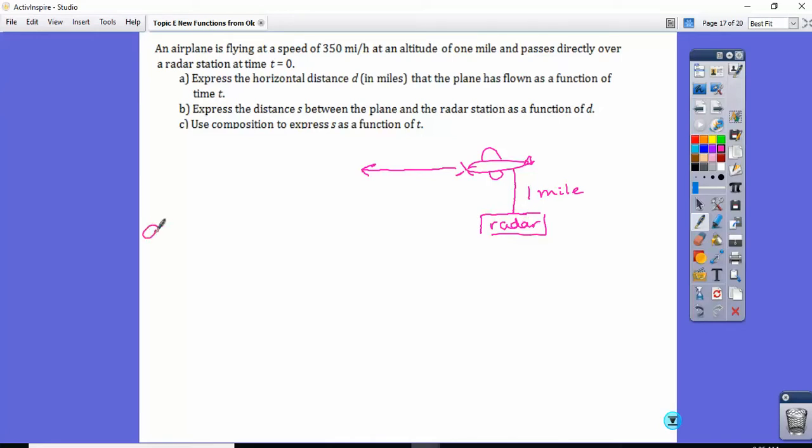Okay, part A says, express the horizontal distance d that the plane has flown. So my plane started here at time 0. So the distance it's flown is this right here. That is my d, as a function of time t.